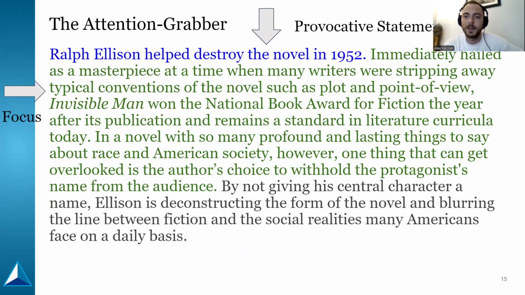So then we can get to our focus after that provocative statement, which sounds similar to what we just looked at. Immediately hailed as a masterpiece at a time when many writers were stripping away typical conventions of the novel, such as plot and point of view, Invisible Man won the National Book Award for Fiction the year after its publication and remains a standard in literature curricula today. In a novel with so many profound and lasting things to say about race and American society, however, one thing that can get overlooked is the author's choice to withhold the protagonist's name from the audience.